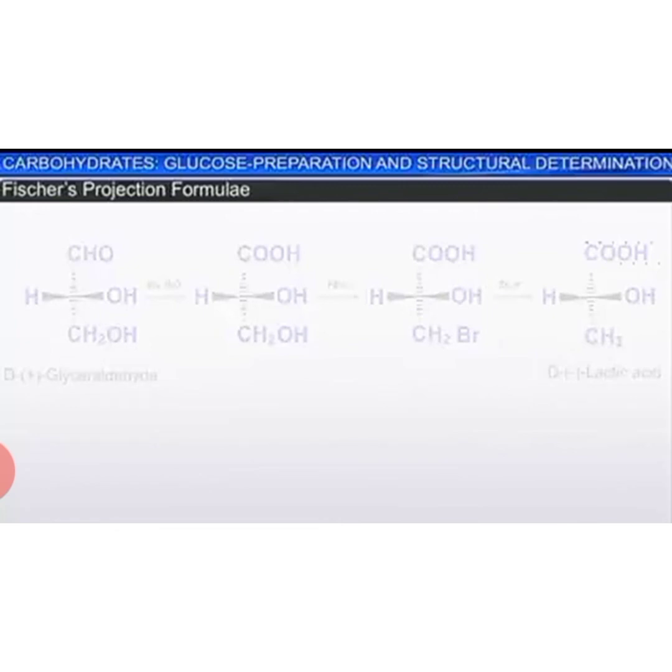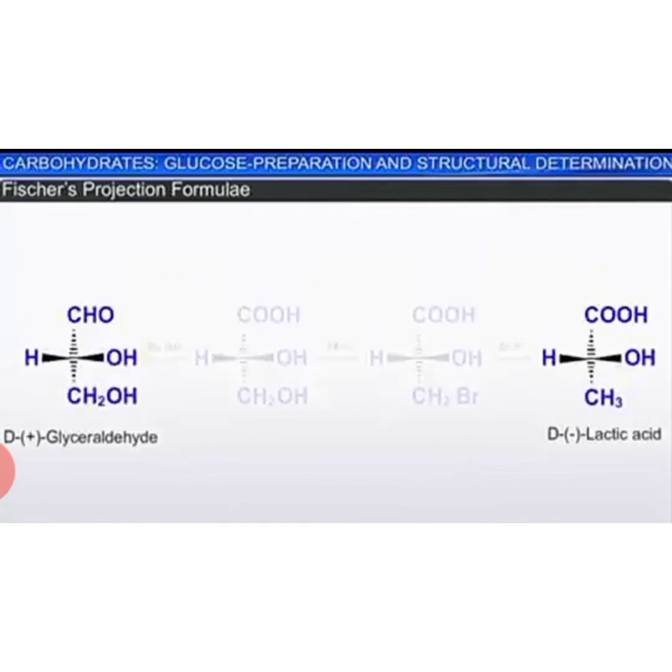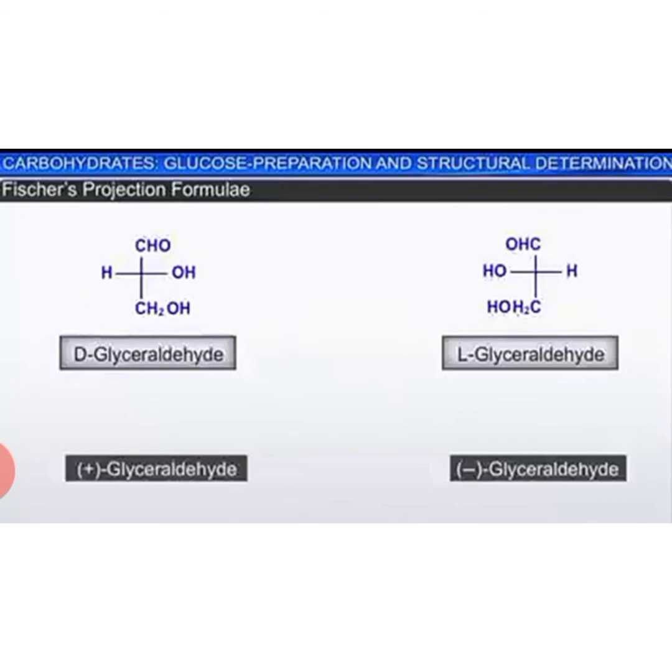For example, the levorotatory lactic acid formed from dextrorotatory glyceraldehyde with D configuration is also said to have D configuration. It is important to note that D or L represent the relative configuration of a particular stereoisomer and doesn't hold any relation with the optical activity of the compound.